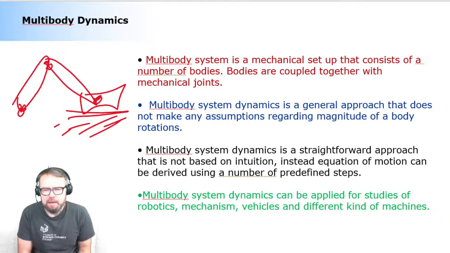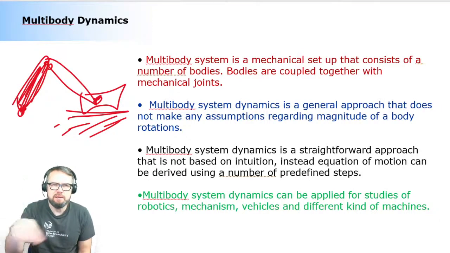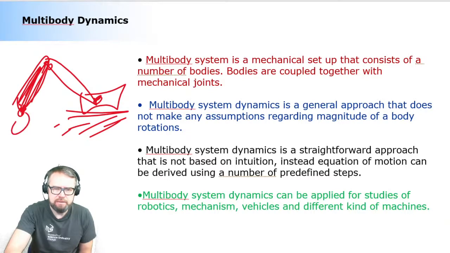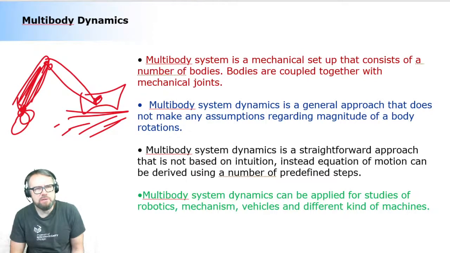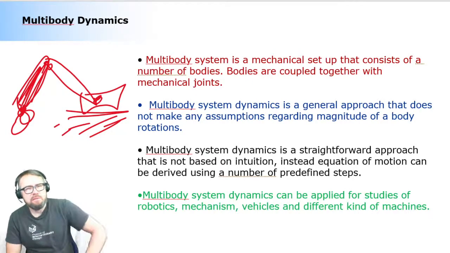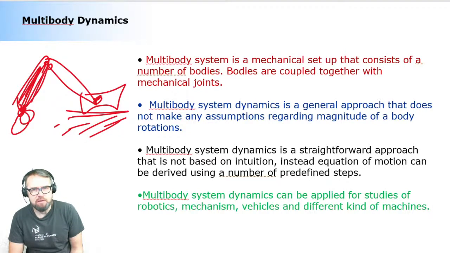Now, in multi-body system dynamics, we do not make any assumption regarding the magnitude of rotation. Crankshaft is here as an example, this body here. So when the piston is moving back and forth, crankshaft is rotating around this point here. And that's okay, because we're using trigonometric functions in the kinematics. Those are nonlinear functions, so we can easily describe the nonlinear kinematics. So we are not making any assumption regarding the magnitude of rotation. That's another special feature of multibody system dynamics.